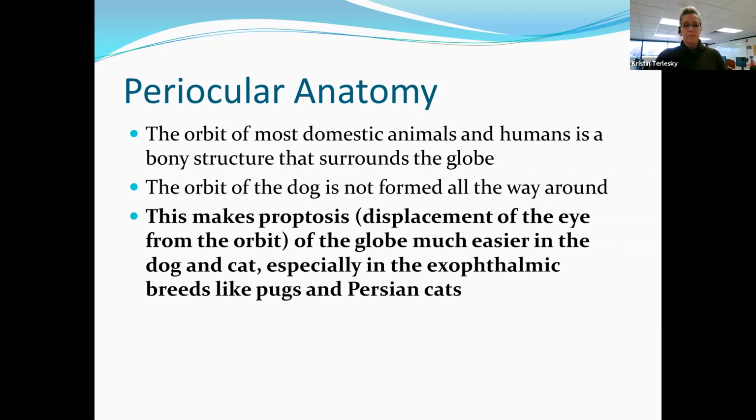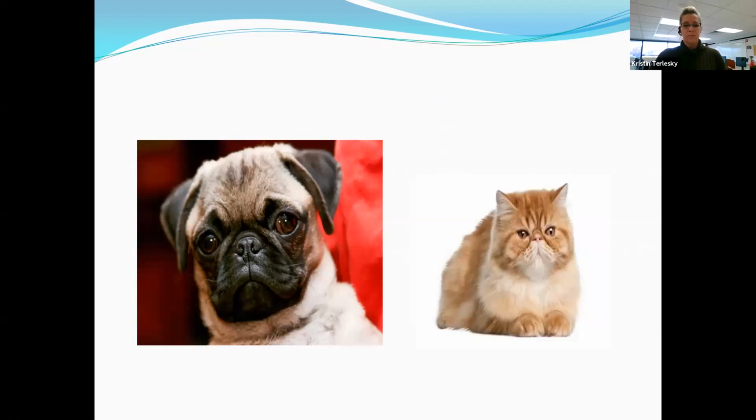Again, these are some examples of dogs with those exophthalmic eyes, which protrude out of the orbit a little bit more than others.